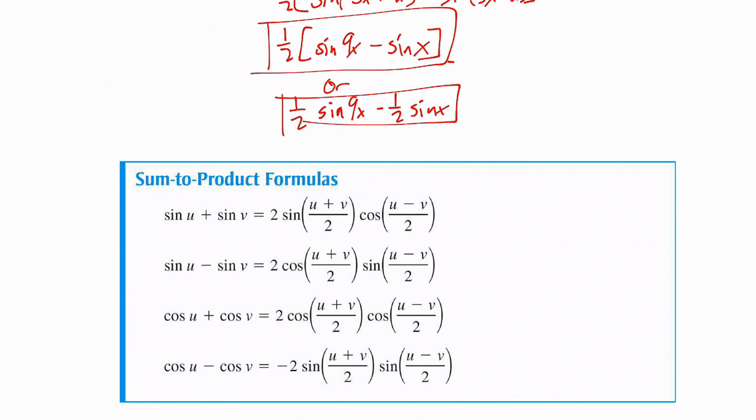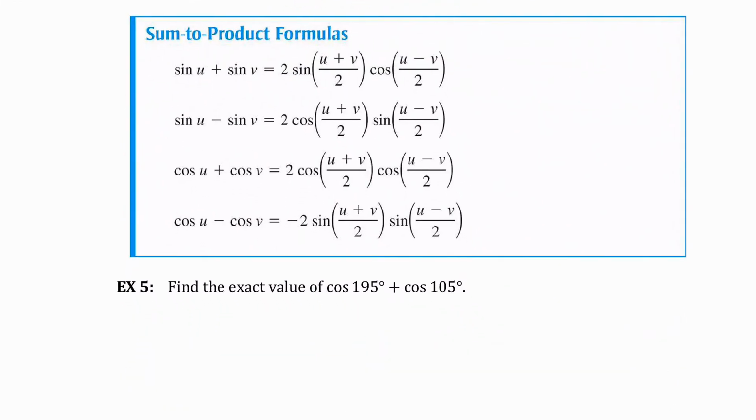The biggest thing is, this one's the sine of u plus v over 2. This one's got the sine of u minus v over 2. Similarly, the first one has cosine of u minus v over 2, and this one's got cosine of u plus v over 2. For the cosine of u plus the cosine of v, we've got 2 times the cosine of u plus v over 2 times the cosine of u minus v over 2. And finally, the subtraction, cosine of u minus the cosine of v, is equal to negative sine of u plus v over 2 times the sine of u minus v over 2.